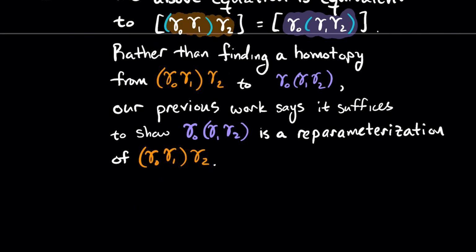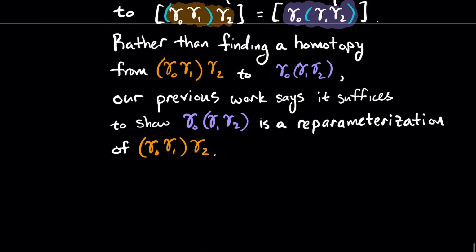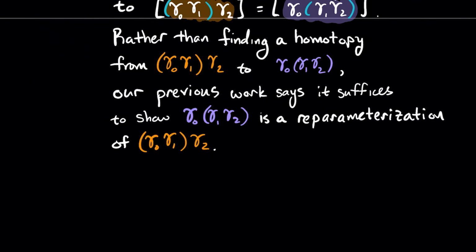And what we know is that it suffices to show that gamma naught, gamma 1, gamma 2, with the parentheses there in purple, it's probably what I should have just said, that is just a reparameterization of the orange curve. And that's supposed to kind of follow the logic of what we did in our example. It illustrated that the parameterization is the thing that the associative is getting mad about. So what we're going to do is show these two things are reparameterizations of each other. Namely, that the purple is a reparameterization of the orange.